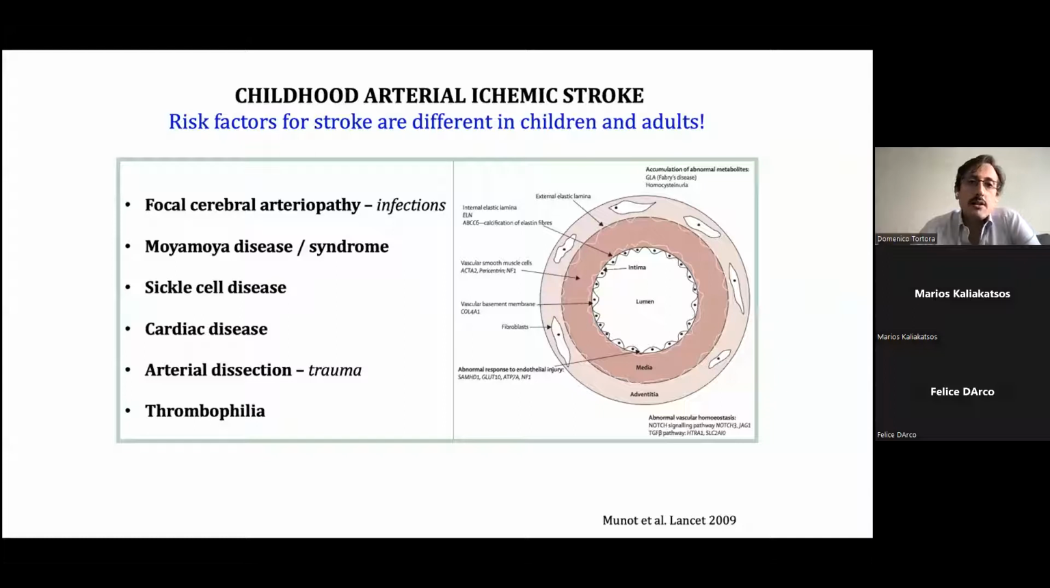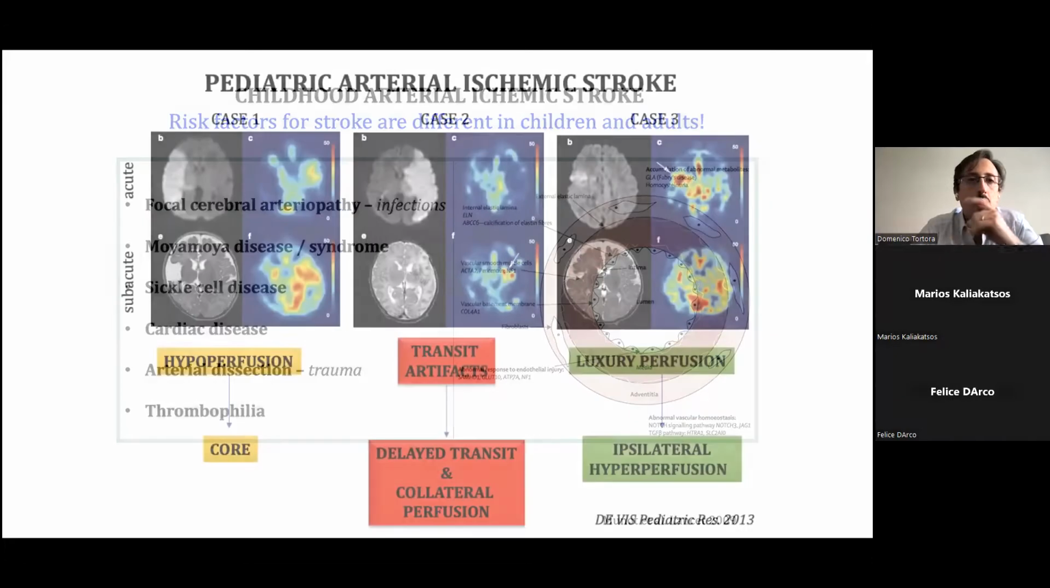The focal cerebral arteriopathy, particularly post-infective, such as chickenpox, FCA, congenital vasculopathy, such as moyamoya, cardiac disease, and the predisposition to intravascular thrombosis.